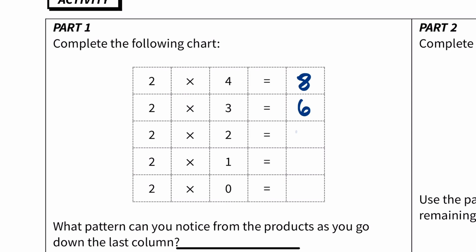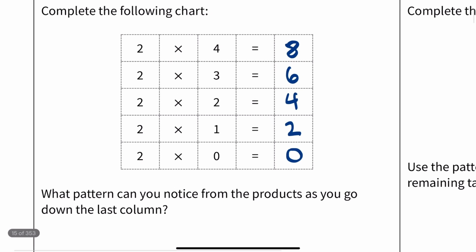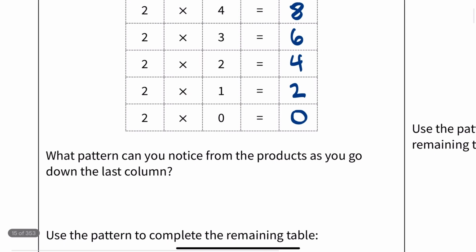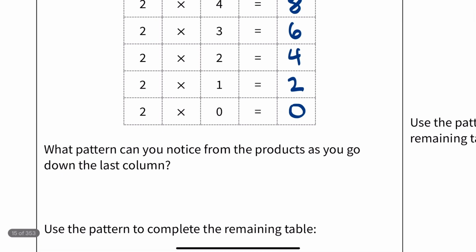So 2 times 2 is 4. And 2 times 1 is 2. And I would just bring it down to 0. So 2 times 0 is 0. Any number multiplied by 0 is equal to 0. But what's the pattern when the products that we notice here, right? We go from 8 to 6 to 4 to 2 to 0. We're decreasing by 2. And I want you to write that down as your note.